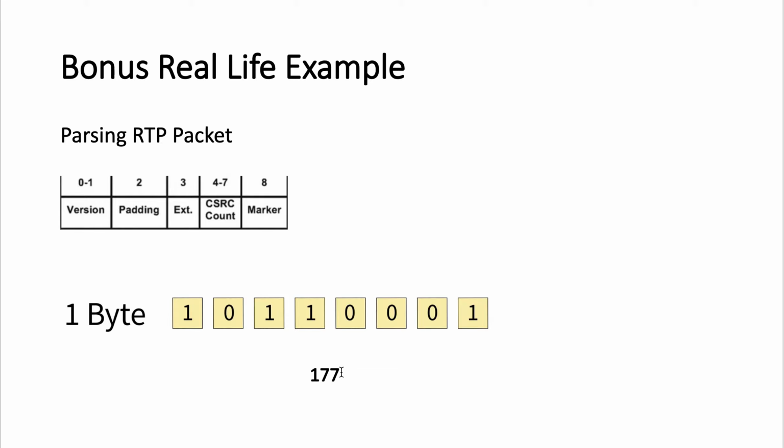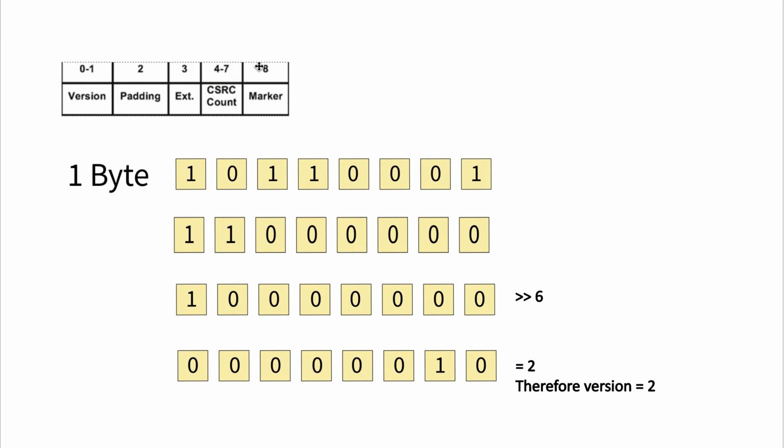That means it has some meaning in binary. This is the RTP packet table here. The 0 and 1 index represent the version. The second index represents padding, the third extension, and the fourth to seventh represent the CSRC count, and the last represents the marker. Let's say we want to know the version, right? We want to know the version.